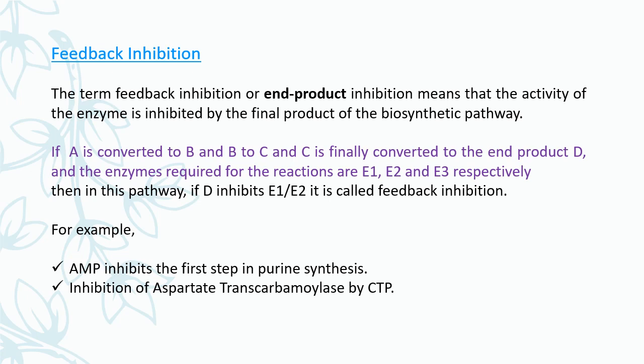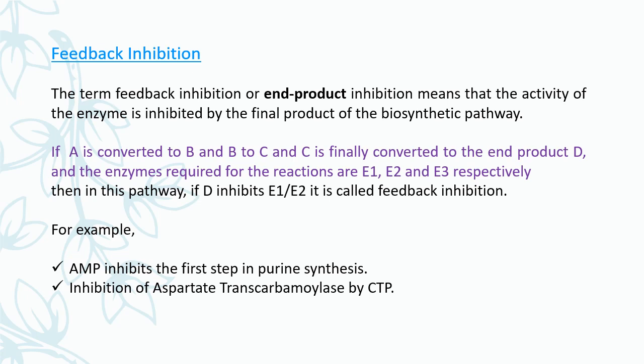Suppose A is converted to B with the help of enzyme E1, B to C with the help of E2, and then finally C to D with the help of enzyme E3. So the final product is D here, and if this D inhibits E1, classically E1 or E2, the preliminary steps of this reaction, then it is called feedback inhibition. There are plenty of examples in our physiological system where the product regulates its synthesis by inhibiting the preliminary enzymes in its own synthetic pathway. A few examples: AMP inhibits the first step of purine synthesis. Purines are adenine and guanine, and AMP means adenosine monophosphate. So here AMP, a product of purine synthesis, inhibits purine synthesis.